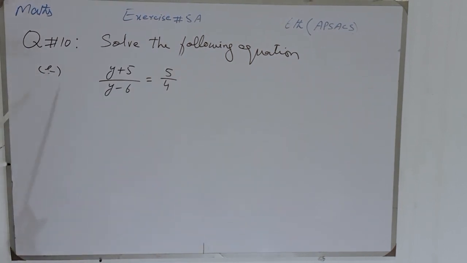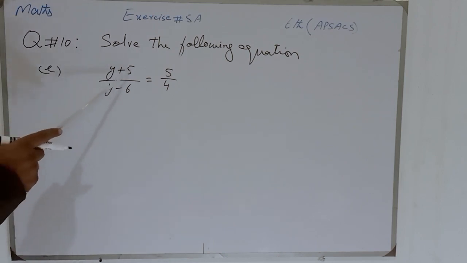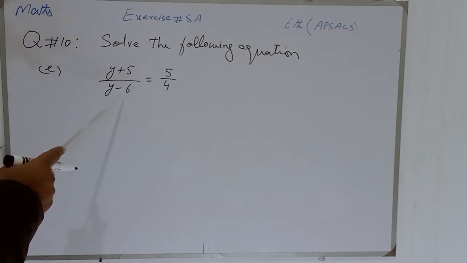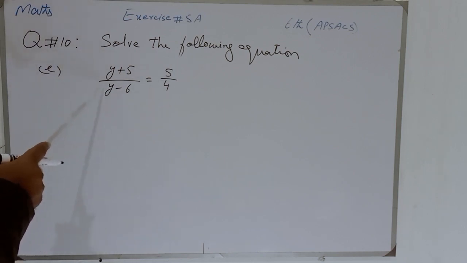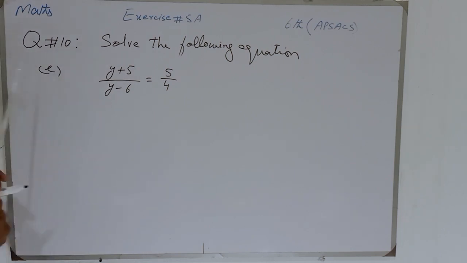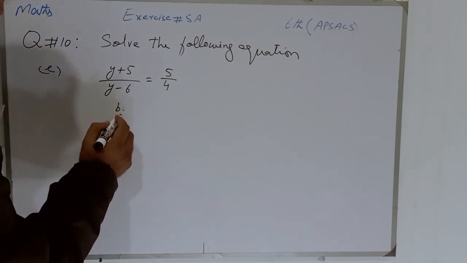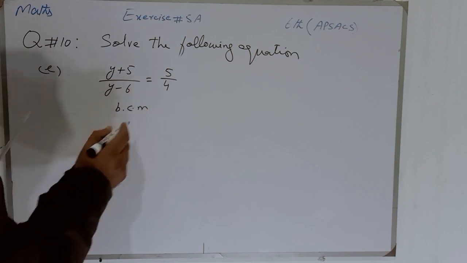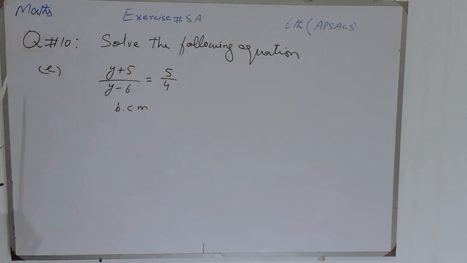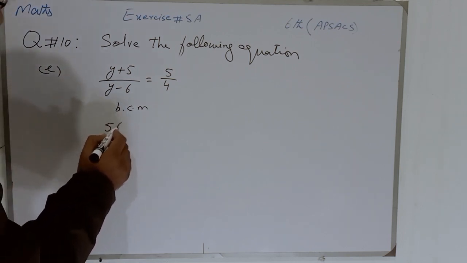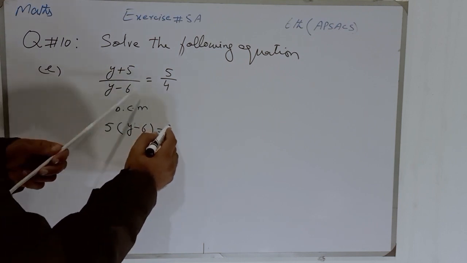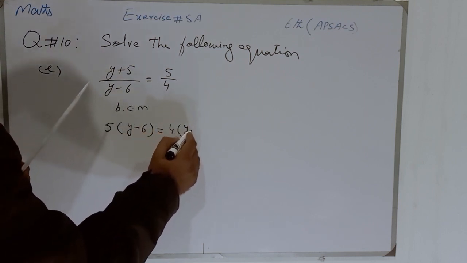Students, E part of question number 10 is y plus 5 over y minus 6 is equal to 5 over 4. Students, on both the sides there are single denominators, so we will do BCM, and BCM means by cross multiplication. BCM. Numerator of the right side will be multiplied with the denominator of the left side, and we will have 5 into y minus 6 is equal to 4 into y plus 5.